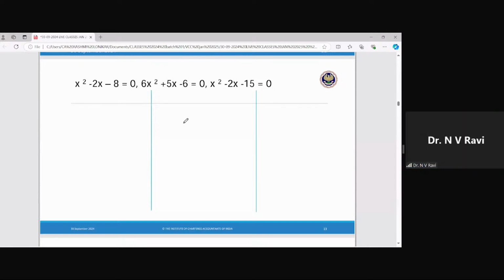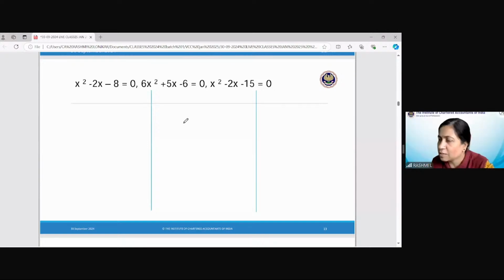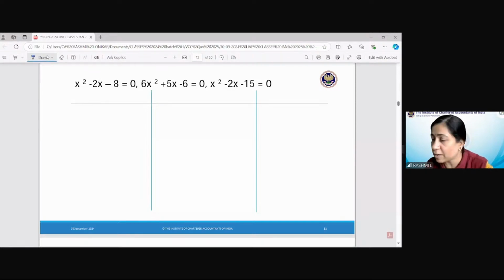Yes, madam. So this is another way. This is one way of solving a quadratic. The other way is the factor method. That also I want to show you.